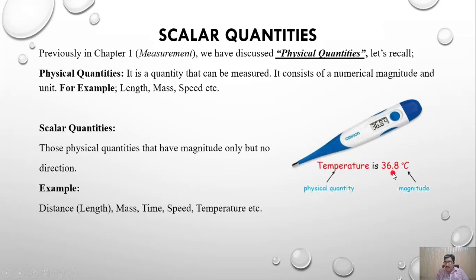Temperature is also having only magnitude. We never say that temperature is moving towards any direction. No, temperature only has magnitude. So such physical quantities which only have magnitude and no direction are known as scalar quantities.